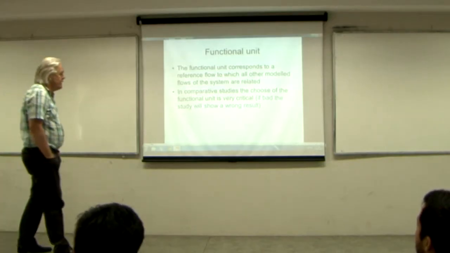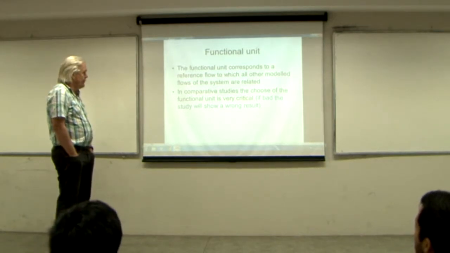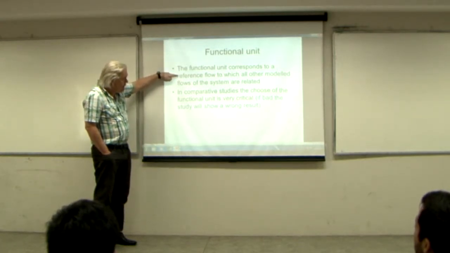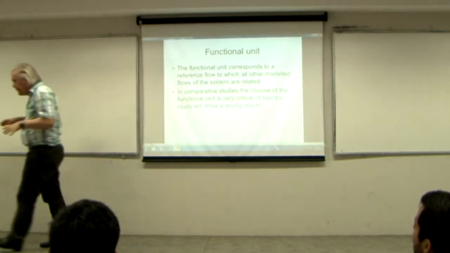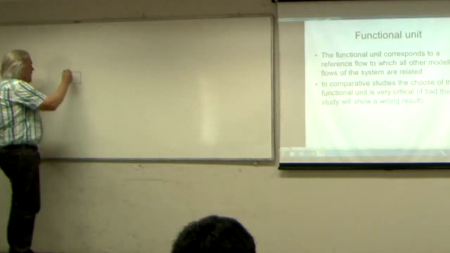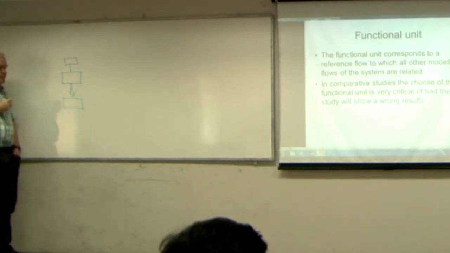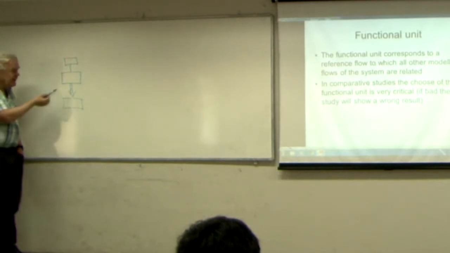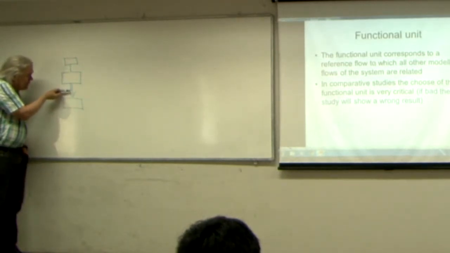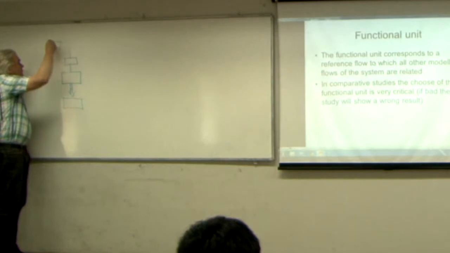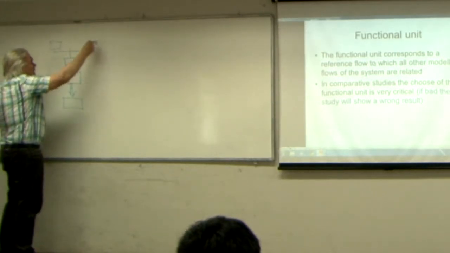Functional unit, very critical. What we have to do is, in the flow sheet, the functional unit corresponds to a reference flow to which all other model flows of the system are related. So what we have to do is to solve a material balance related to the reference flow. If this is the reference flow, it has to be the functional unit that decides this reference flow. Then I can start to calculate and solve all related streams.